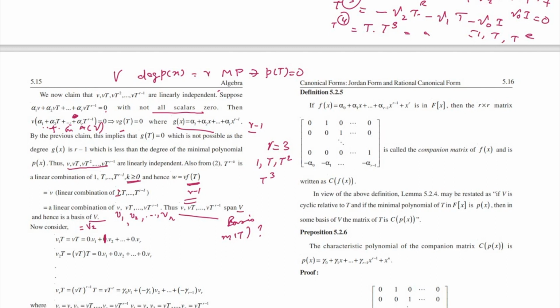Similarly, V2t, when we consider V2 is VT, so VT t, that is VT square.